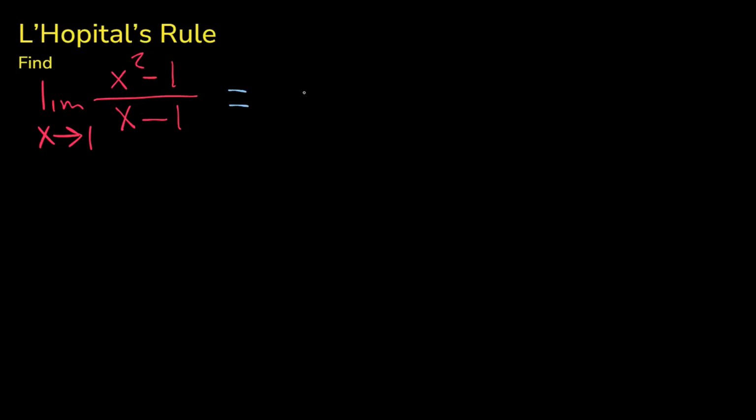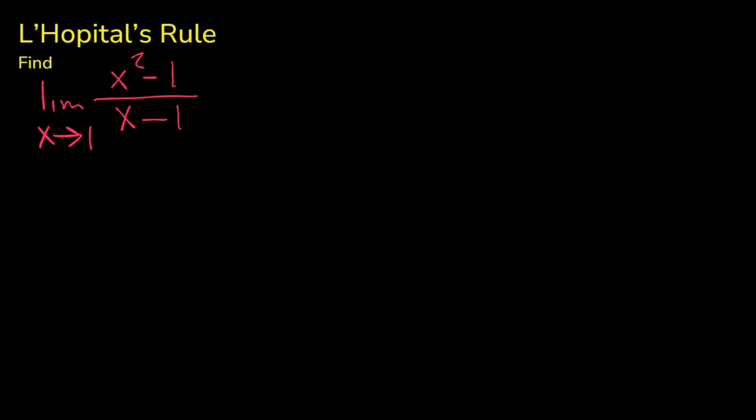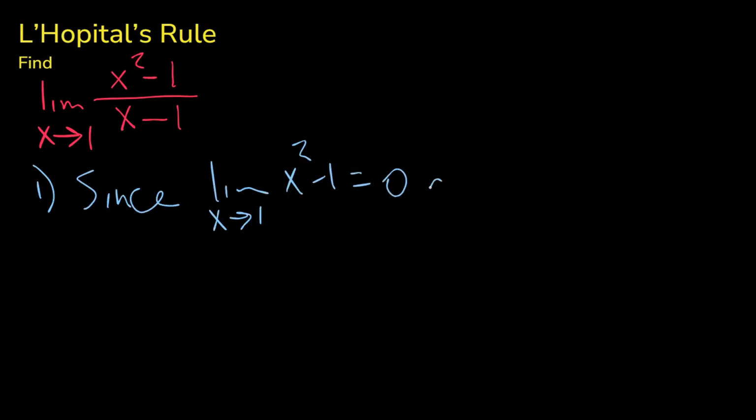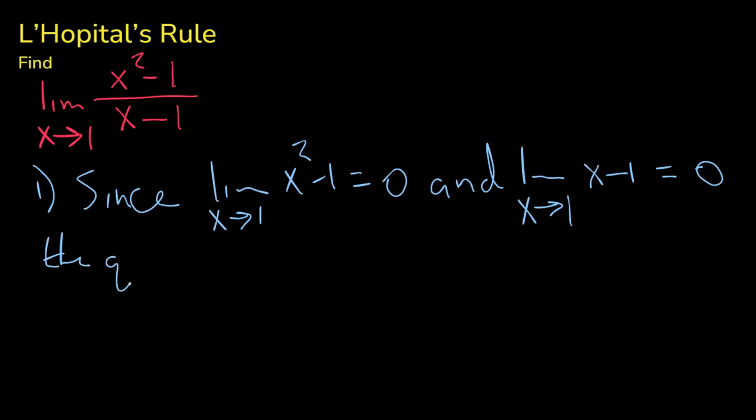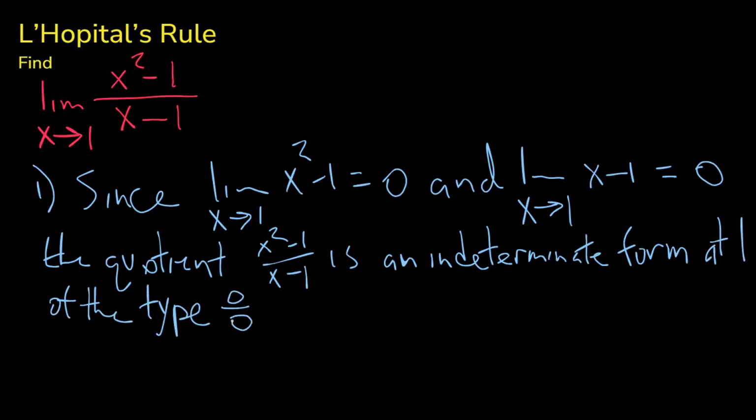So this could equal, x minus 1's cancel, and then we would have 2 as our limit. So we know that the limit is equal to 2 from that algebraic work, but we want to practice applying L'Hopital's rule. So if we take the limit of the numerator and denominator, we could say the quotient x squared minus 1 over x minus 1 is an indeterminate form at 1 of the type 0 over 0.